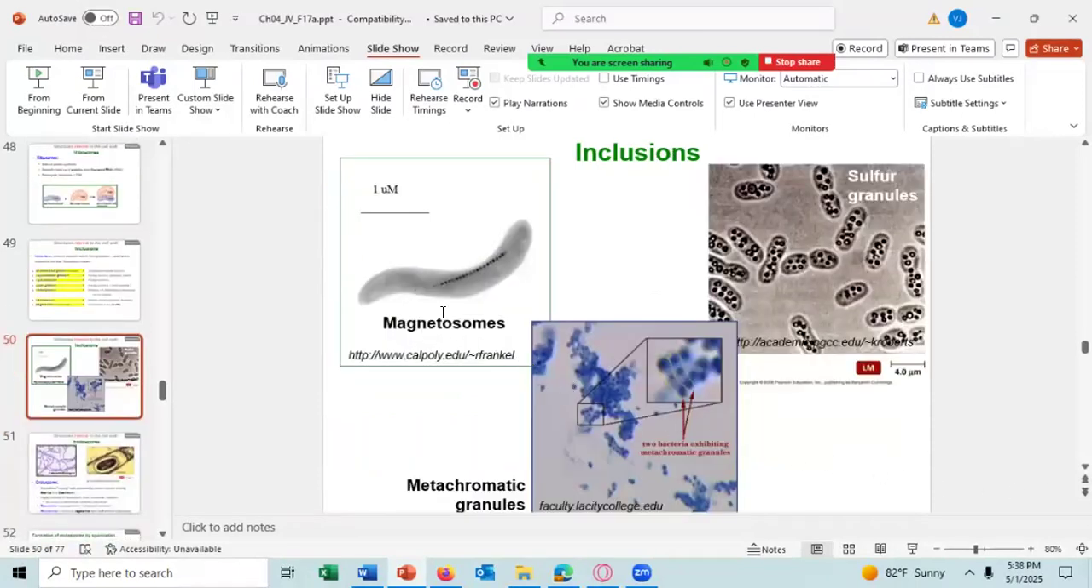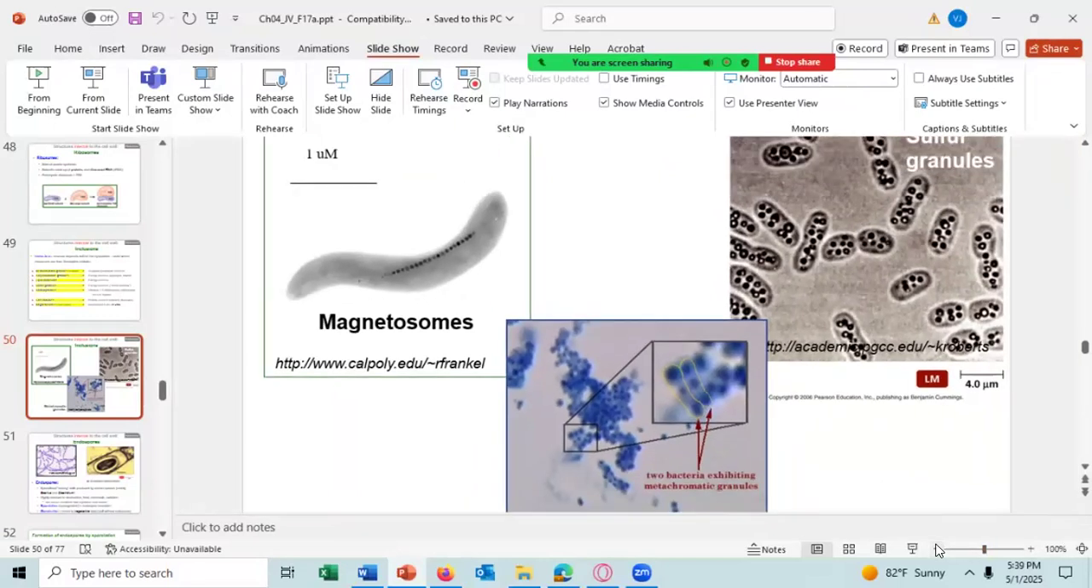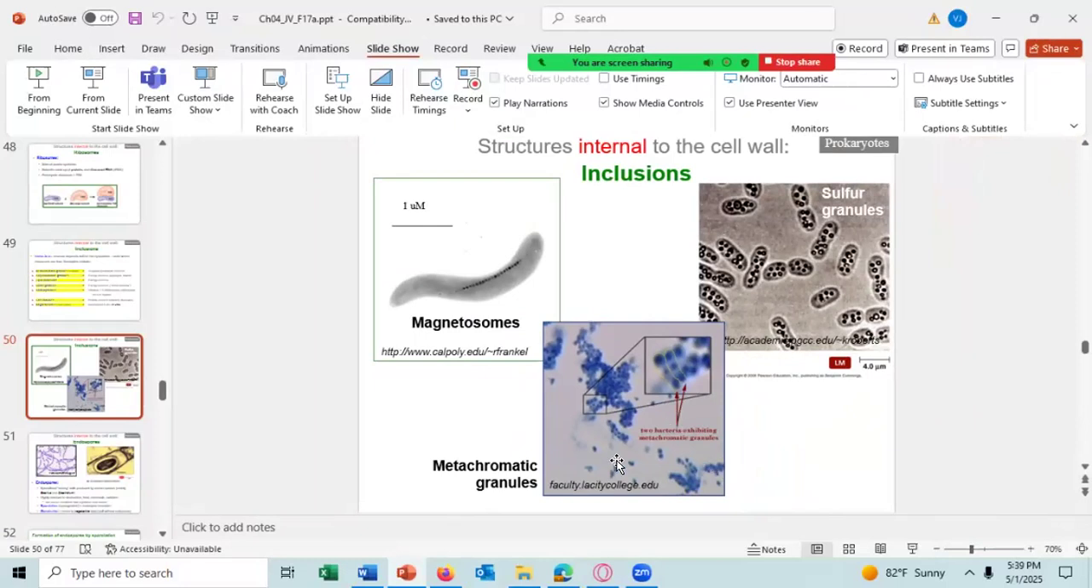Here we're looking at some inclusions. Magnetosomes here, the black dots there. This is a sulfur granule. This cell must metabolize sulfur, so the cell is accumulating sulfur inside the cell. And then here, that yellow line, let me blow that up a little, is showing you the cell there, and you can see three inclusions in this cell, the blue circular things. These are metachromatic granules. You don't need to know what that is, but these are some inclusions. Any question about inclusions?